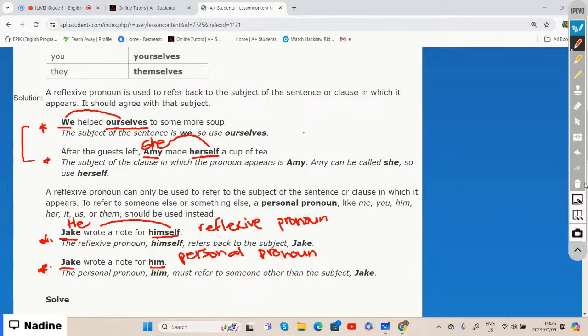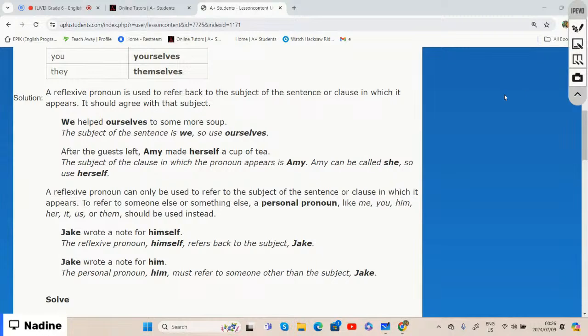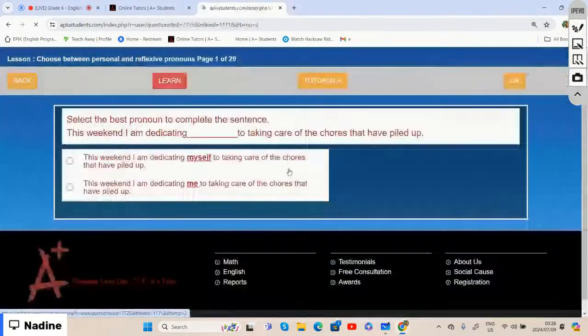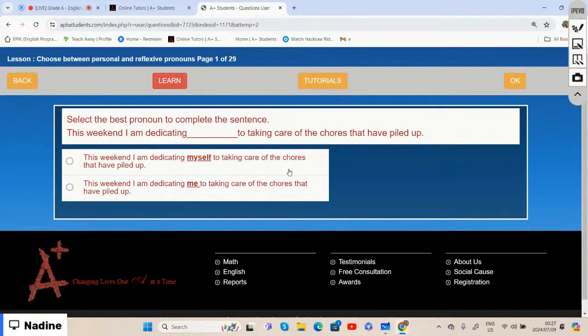All right, so now let's do our test, where we're going to choose between a personal and a reflexive pronoun. We are going to look at the two sentences and choose between the personal and reflexive pronoun. It says, select the best pronoun to complete the sentence, right?